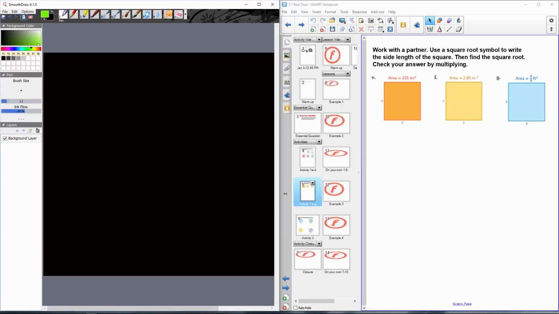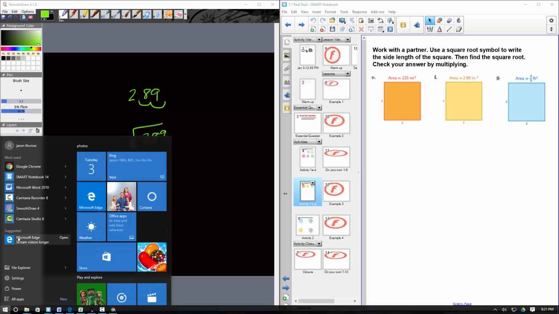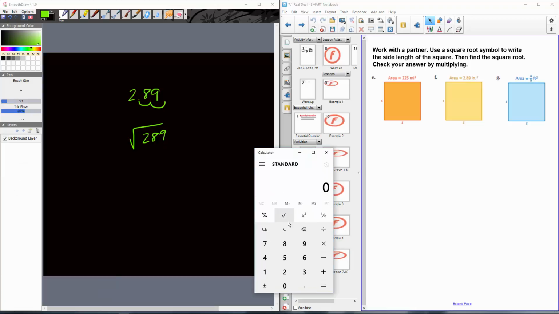And I think about 289. Now here's the thing I want you to think about. This 2.89 is a little tricky to think about right now, right? But what if I move this decimal place over 2 spots? If I did that, that would be 289. And if I thought about what the square root was of 289, in your calculator, if I have 289 and I hit the square root button, it'll give me 17. I know the answer can't be 17 because it's got to be 2.89.